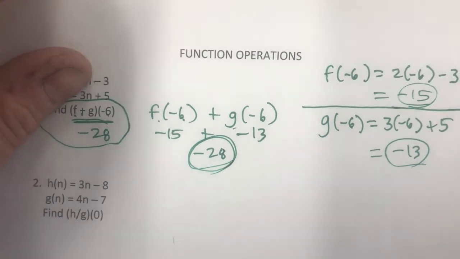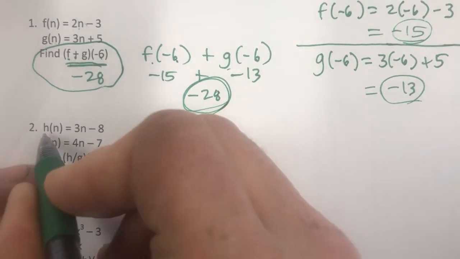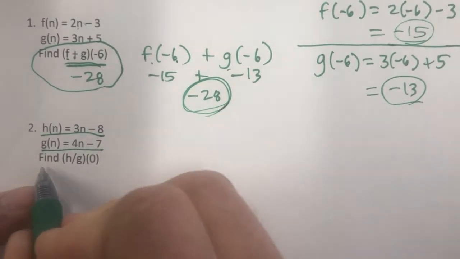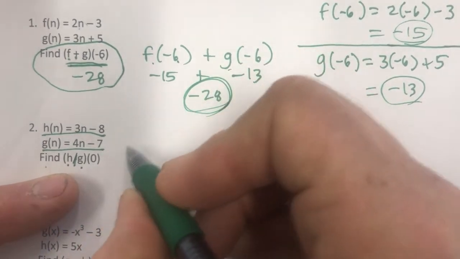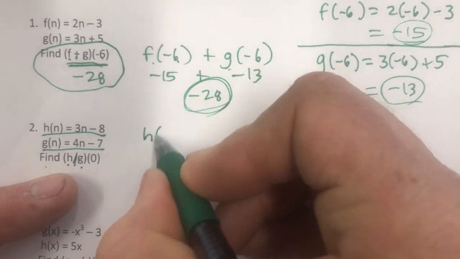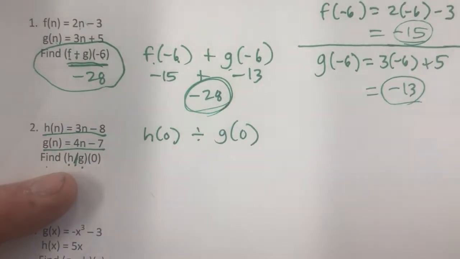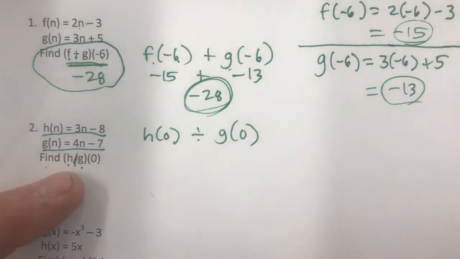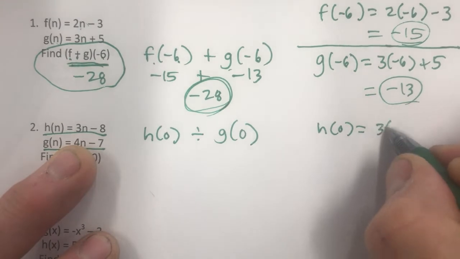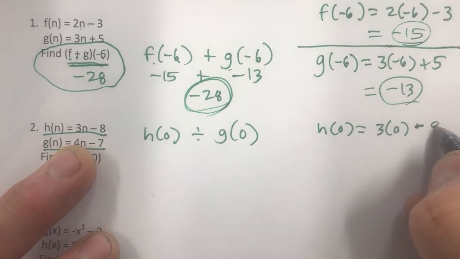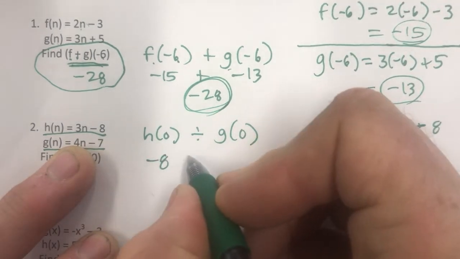Okay, so it's not really that bad. Look at this next one here. h of n is this, g of n is that. Find h divided by g of 0. That's h of 0 divided by g of 0. So let's first do h of 0. I put 0 in the h function, which is 3 times 0 minus 8, which is negative 8. So that's negative 8 right there.